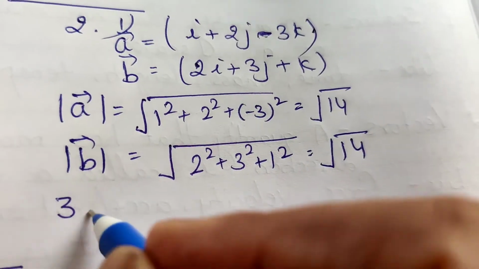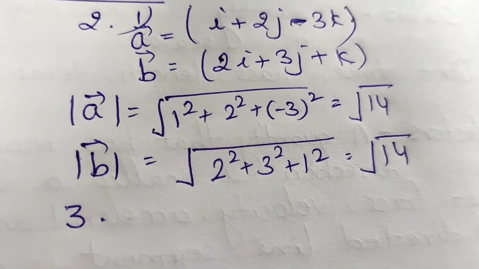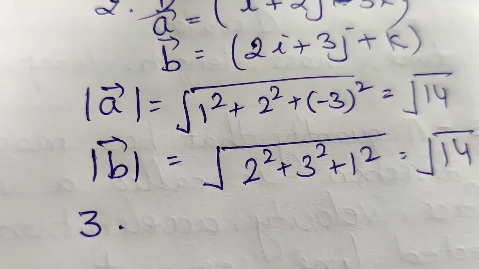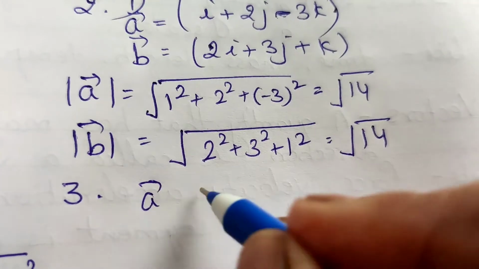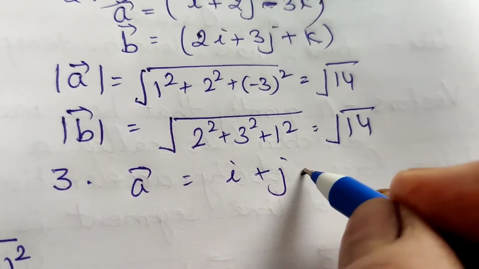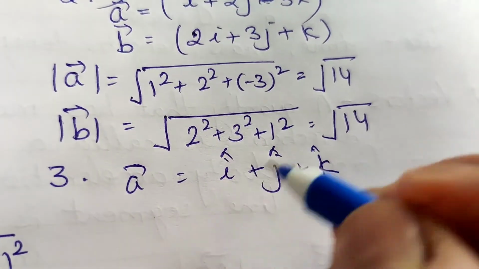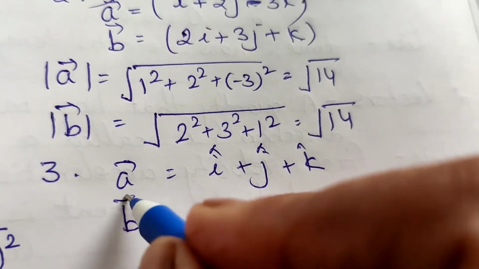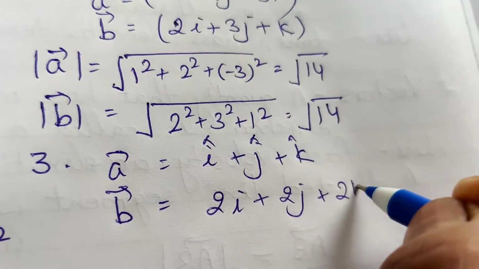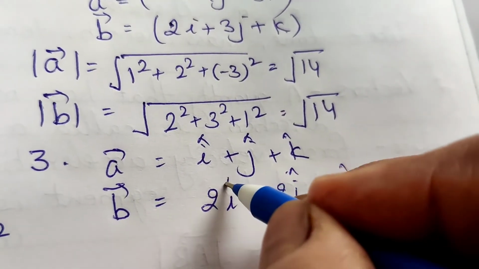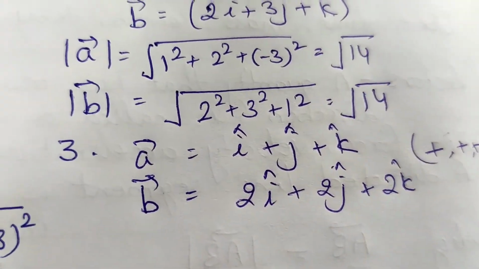And question number 3. Two different vectors having the same direction. Suppose a vector i plus j plus k, all in the same direction, positive. And b can take 2i plus 2j plus 2k. The direction is same. All are in the same coordinate, plus plus plus. Okay. The direction is same.